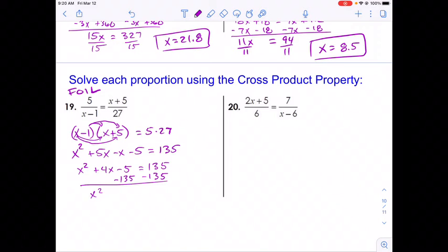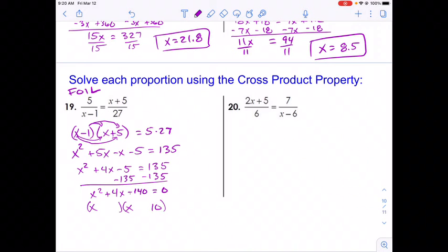And it's only going to subtract from the 135. So that's going to give us x squared plus 4x minus 140 equals 0. And so now to find our solutions for x, we're going to have two of them. So what we do is we factor here. We think of what numbers multiply to get 140 that will subtract, because it's negative in front of it, to get 4.